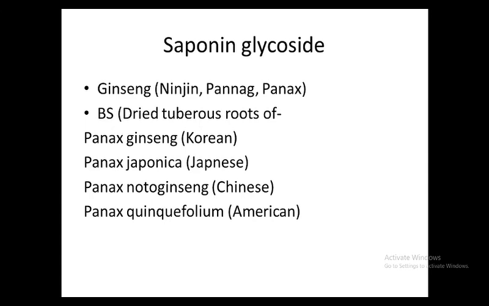Then last is the saponin glycoside. One example is the ginseng plant, which is also known as Ninjin, Panag or Panax. These are the dried tuberous roots of Panax ginseng, which is also known as Korean ginseng. Then Panax japonicus, also known as Japanese ginseng. Then Panax notoginseng, which is also known as Chinese ginseng. And Panax quinquefolium, which is also known as American ginseng. So just remember the four different biological sources of ginseng.